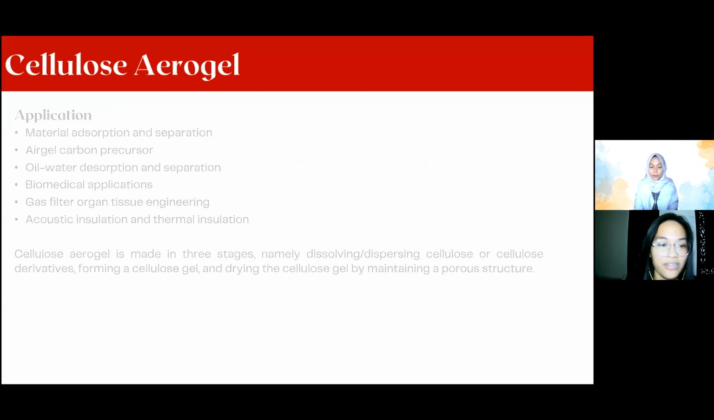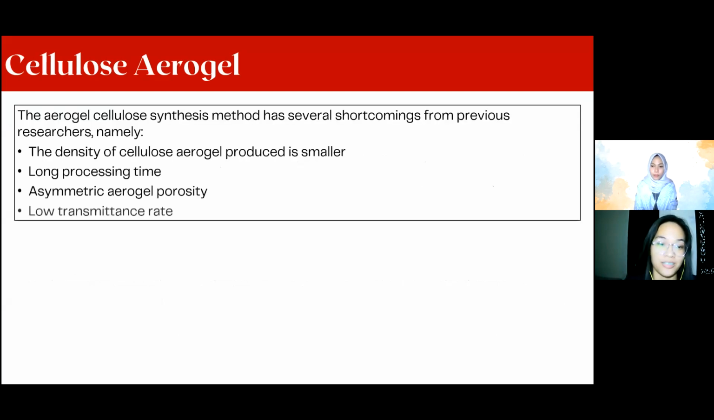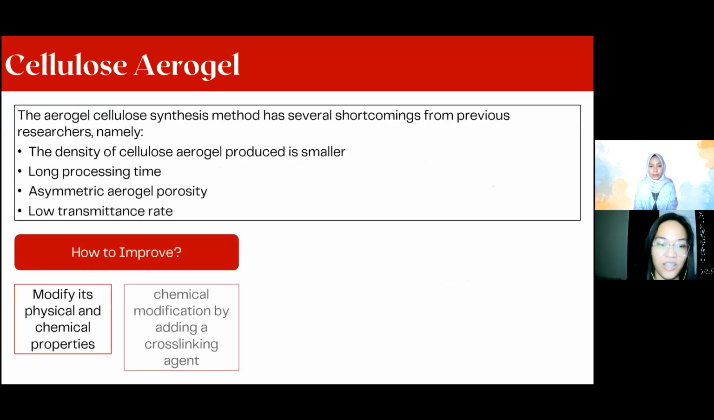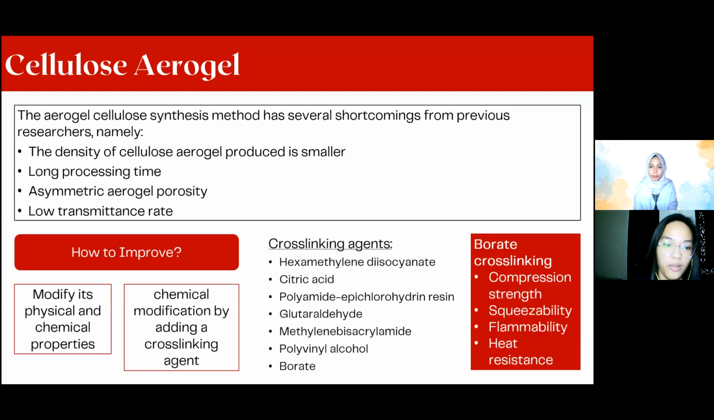The aerogel cellulose synthesis method has several shortcomings from previous research, namely the density of the cellulose aerogel produced is smaller, long processing time, asymmetric aerogel porosity, and low transmittance rate. So, how to improve? First, modify its physical and chemical properties.